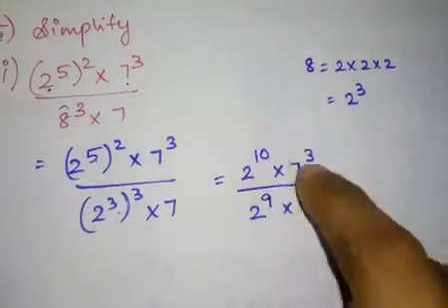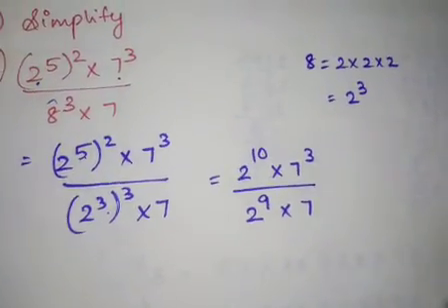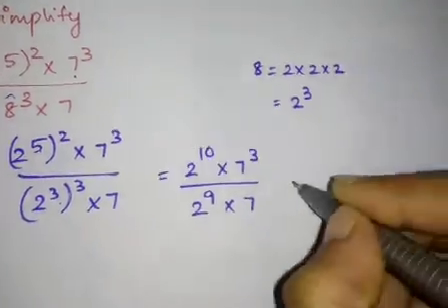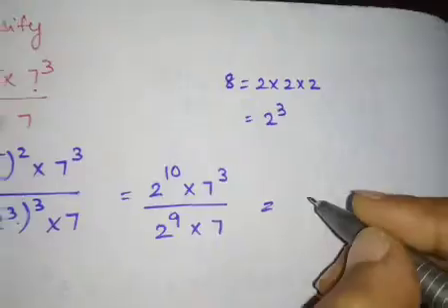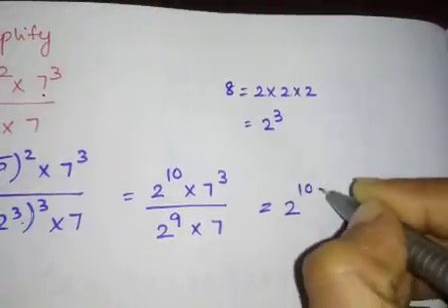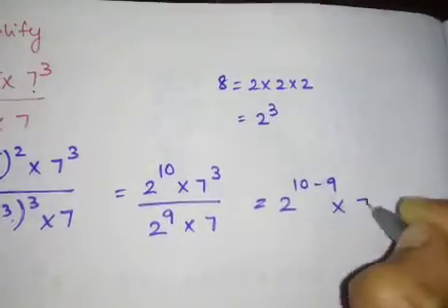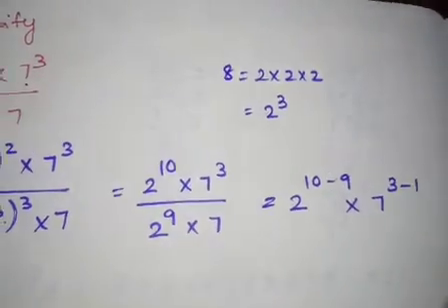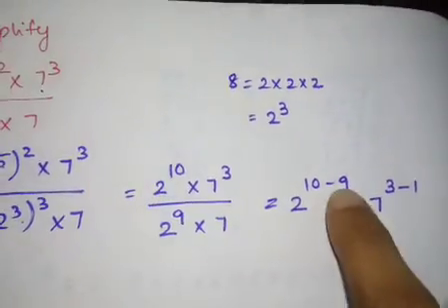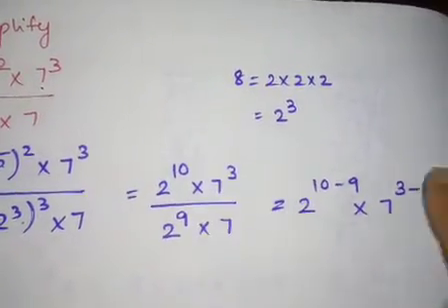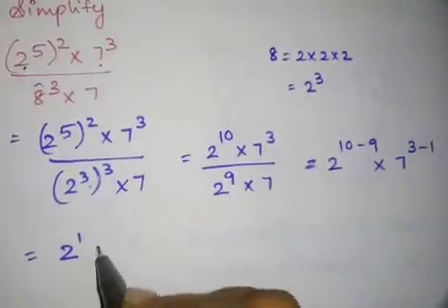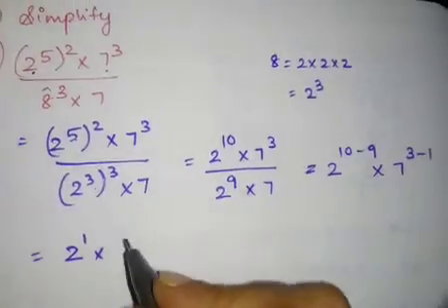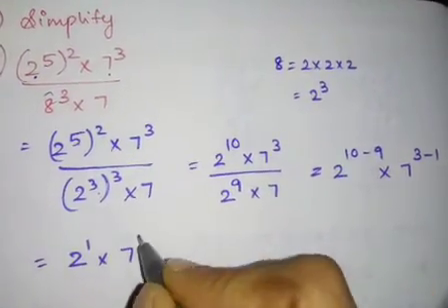Is there anything to do in the numerator and denominator? No. Next comes your division. Same base, but the exponents are different. It is a division. So 2 power 10 minus 9 into 7 power 3 minus 1. So 2 power 10 minus 9 is 1 into 7 power 3 minus 1 is 2.